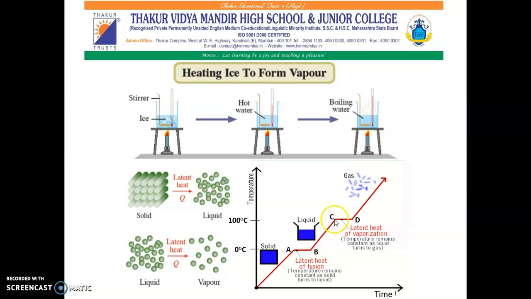In the graph you can see over here the line CD, it indicates the constant temperature, that is at 100 degrees Celsius till all the water is converted into vapor. And after the point D, again the temperature will start rising.